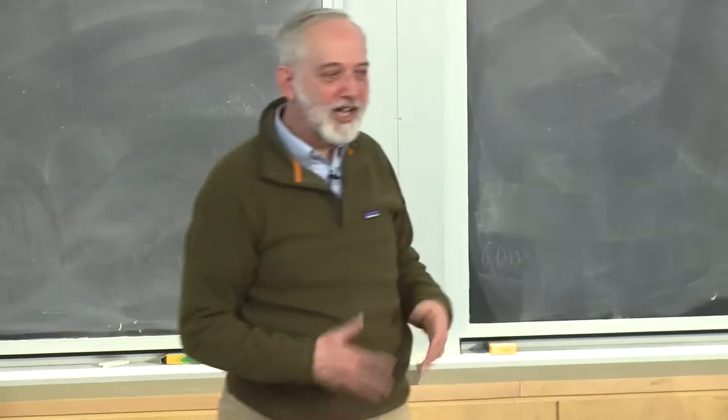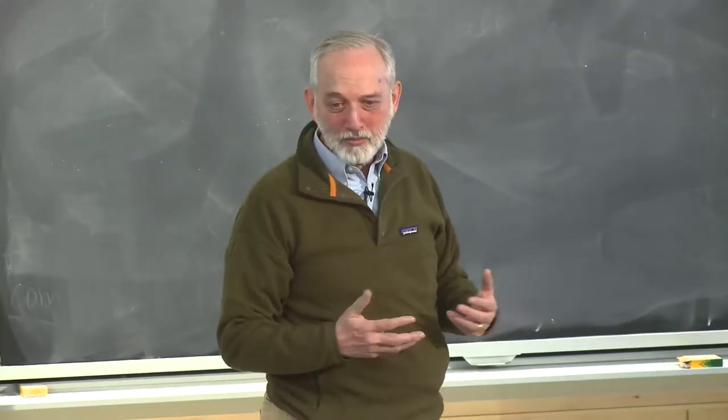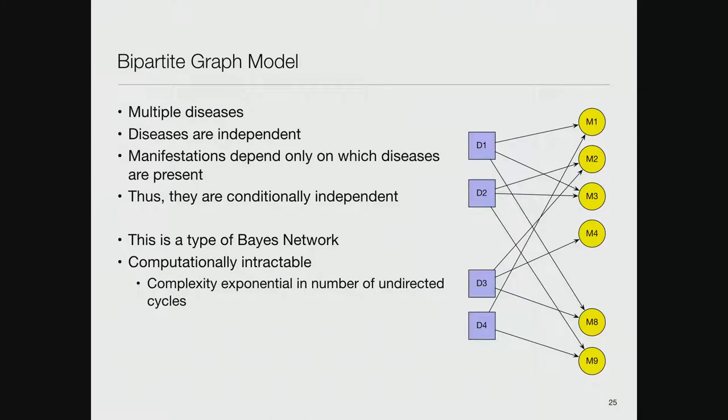All right. Well, what happens if we can't assume that there's just a single disease underlying the person's problems? If there are multiple diseases, we can build this kind of bipartite model that says we have a list of diseases and we have a list of manifestations, and some subset of the diseases can cause some subset of the symptoms, of the manifestations. And so the manifestations depend only on the diseases that are present, not on each other, and therefore we have conditional independence. And this is a type of Bayesian network which can't be solved exactly because of the computational complexity. So a program I'll show you in a minute had 400 or 500 diseases and thousands of manifestations. And the computational complexity of exact solution techniques for these networks tends to go exponentially with the number of undirected cycles in the network. And of course, there are plenty of undirected cycles in a network like that.